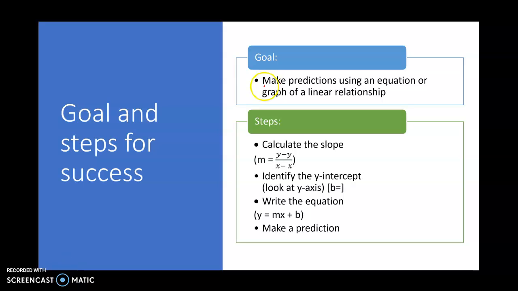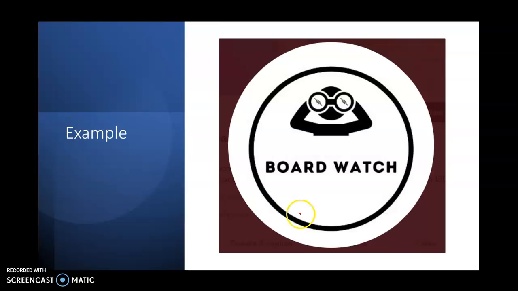Today we're going to be making predictions using an equation or graph of a linear relationship. So let's calculate. First we're going to calculate the slope. Then we're going to identify the y-intercept. Then write an equation. And then we're going to make a prediction, which is the new part for today. All we're going to do is plug a number in for x, and then solve for y.